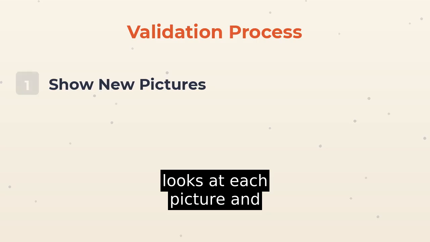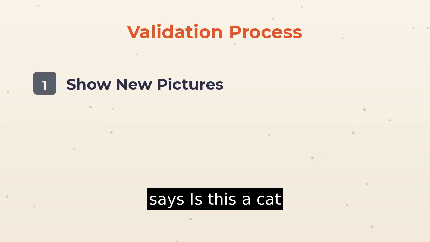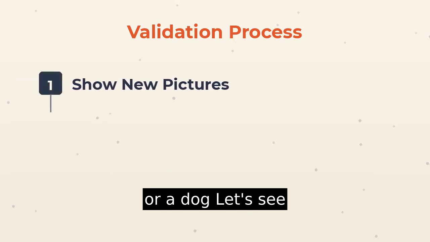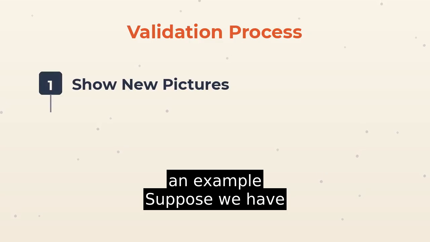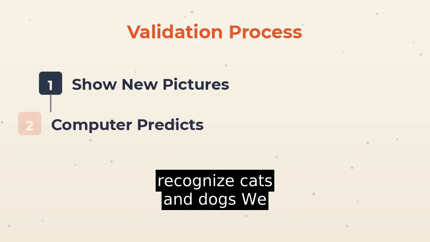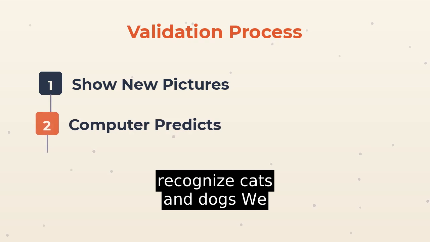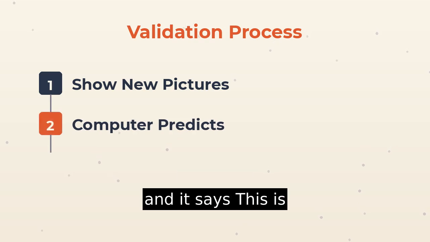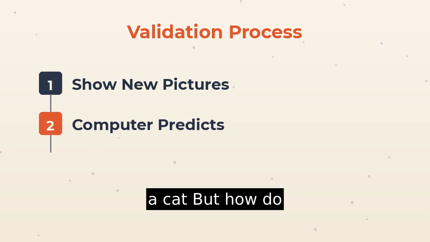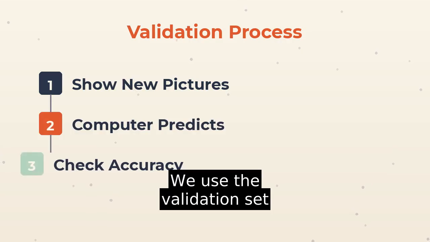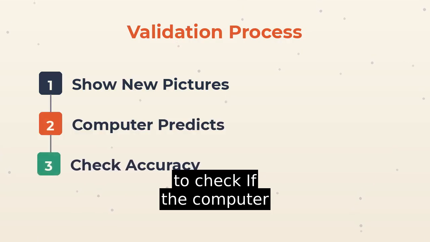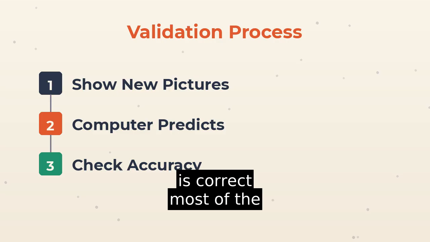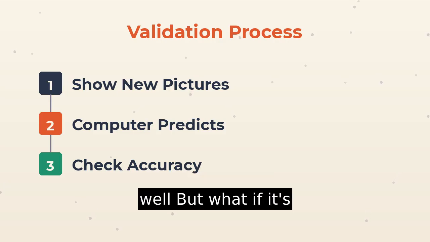The computer looks at each picture and says, "Is this a cat or a dog?" Let's see an example. Suppose we have a computer that's learned to recognize cats and dogs. We show it a new picture, and it says, "This is a cat." But how do we know if it's correct? We use the validation set to check. If the computer is correct most of the time, we know it's learned well.